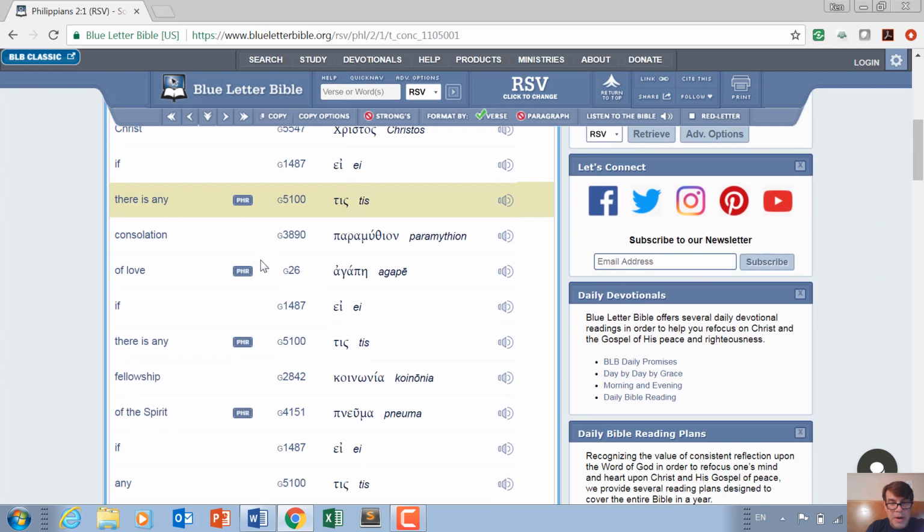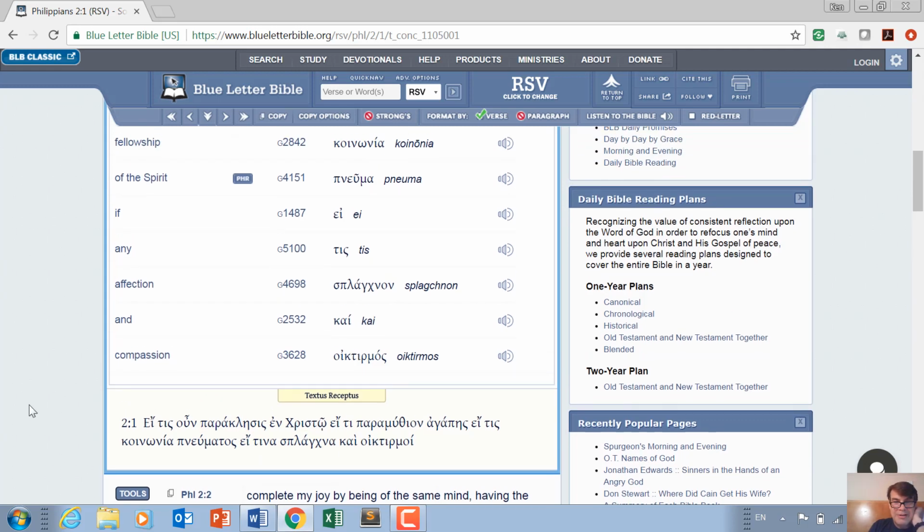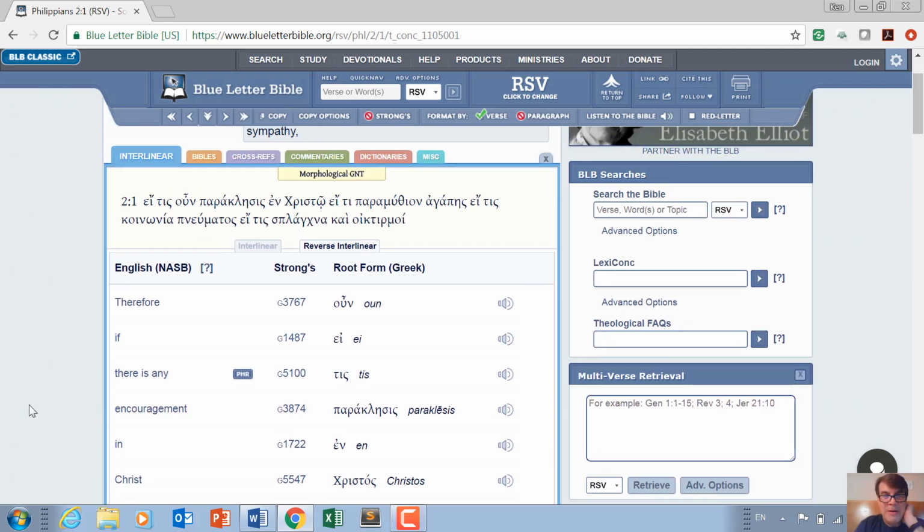By the way, you see at the bottom is the Textus Receptus. I have the RSV queued up here. If some fellowship of spirit, okay. Actually, interestingly, the Textus Receptus has tina, which is what it should be. So, interesting. Hey, we have a manuscript issue here.